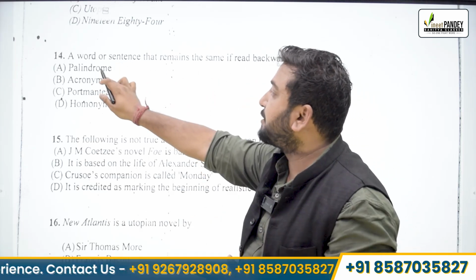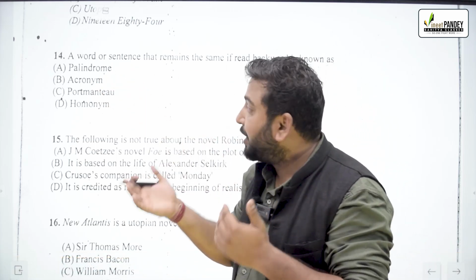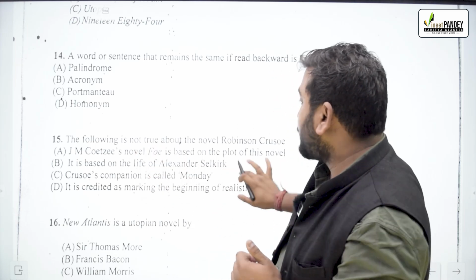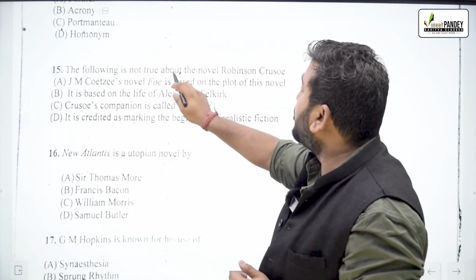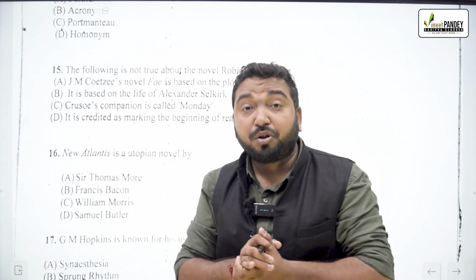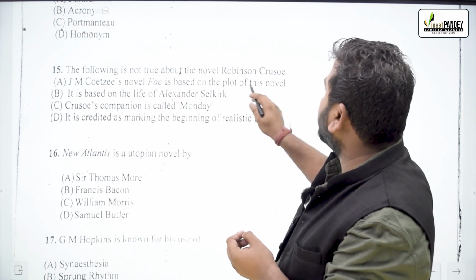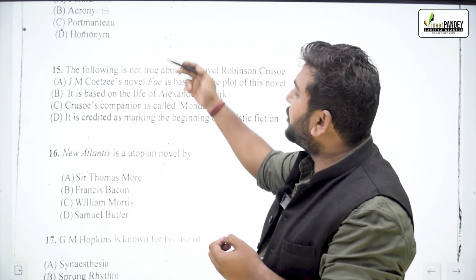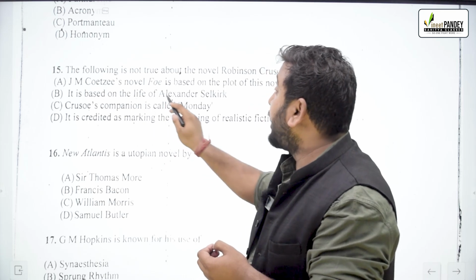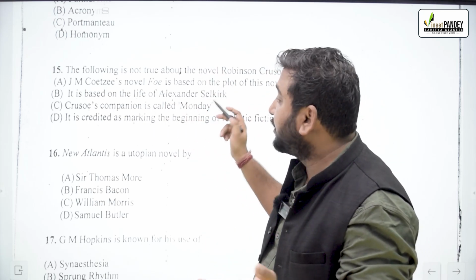Though there is a direct answer, palindrome means when you write from left or right, it is the same. Then we go for this one. The following is not true about the novel Robinson Crusoe. Not true. So when I was going for all these things, this is true. Coetzee's novel Foe is based on it. It is based on the life of Alexander Selkirk. Remember, I told you it is based on the life of Alexander Selkirk.